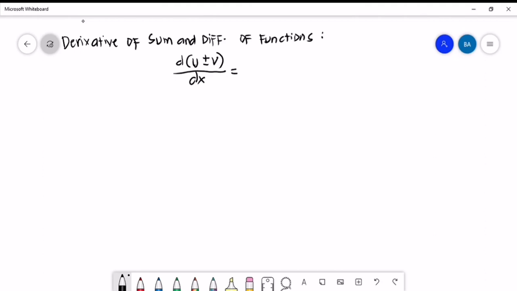We know that the sum and difference of any function are in the same concept in terms of derivation, with the main difference being the operation. So to solve, this is du with respect to x plus or minus dv over dx.